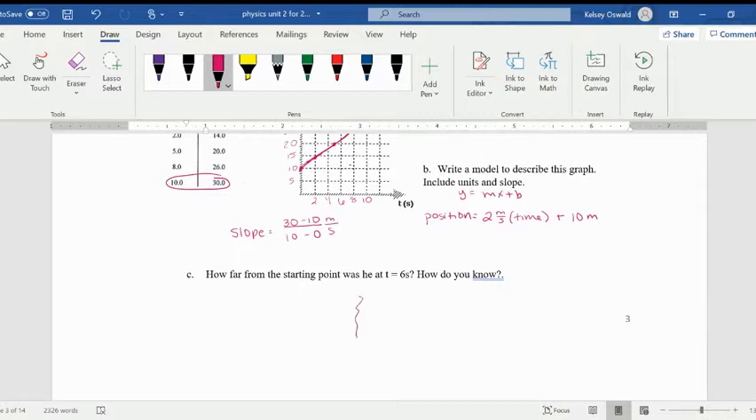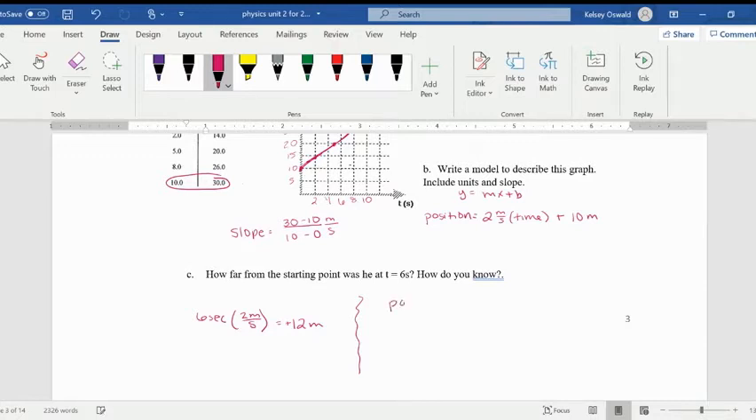So there is 2 ways that we can solve part C. Here we are looking for how far from the starting point was he at 6 seconds. So one way we could do this is, okay, so if we know we're traveling for 6 seconds at a velocity of 2 meters per second, we can do some dimensional analysis to find that he traveled 12 meters forward.